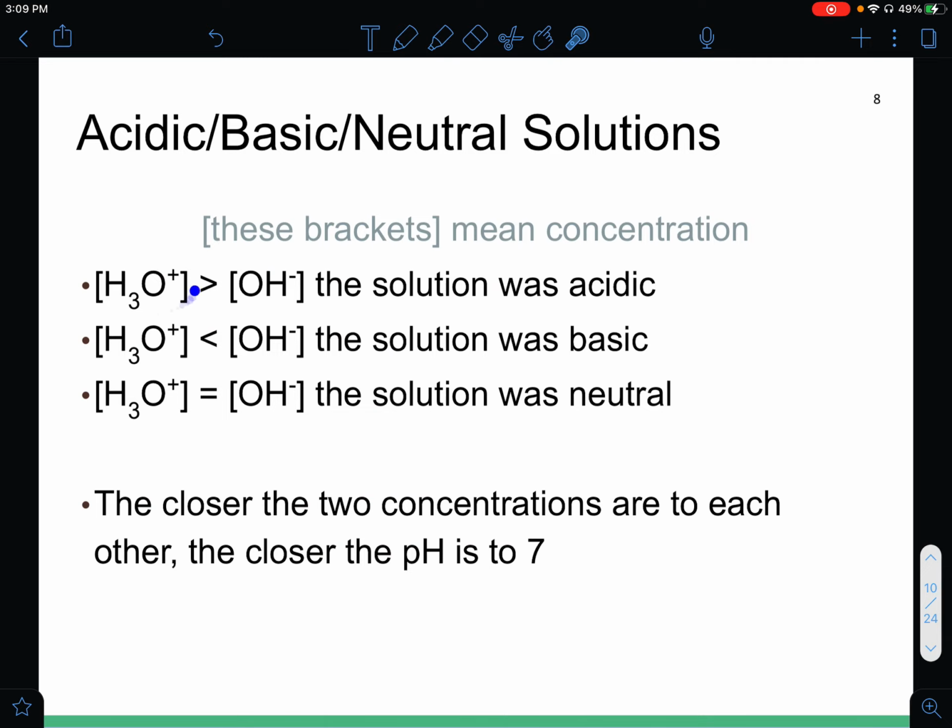And if we have more H3O+, that means it is acidic. If we have more OH-, the solution is basic. If they are equal, then of course they are neutral. And the closer the two concentrations are to each other, the closer the pH is to 7. The further apart, the further away that the pH is, closer to 1 or closer to 14. And these brackets, remember, are just indicating concentration. So let's write down what I mean by that. Concentration is the molarity. We find it by taking the moles over liters, so n over volume.